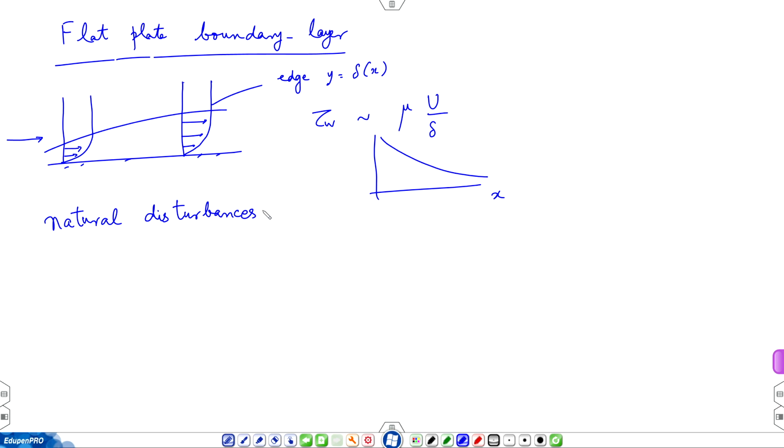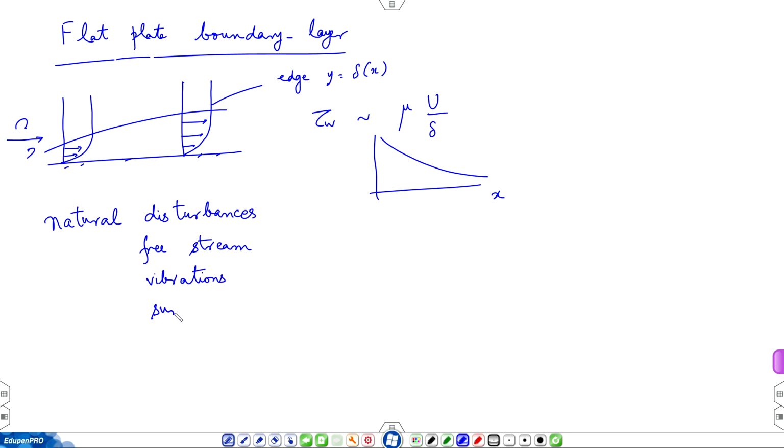That could arise from the free stream, that means this incoming flow may have its own disturbances. If you run a fan, it is going to have its own disturbances. If you think of an object moving in air, air will have atmospheric disturbances. So, there are free stream disturbances. There could be oscillations of the solid surface. So, you may call them vibrations.